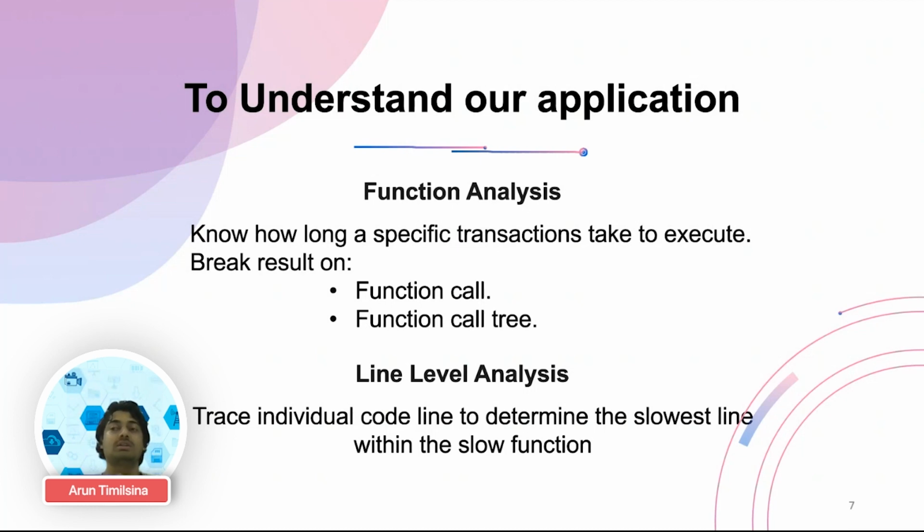Let's say how much time will be the highest amount of time taken by block A to complete, and what will be the highest amount of time taken by block B or block C to complete. So it will be determined in terms of function calls, in terms of the function call tree, and everything. And to pinpoint the exact location where the core hotspot is, we have to trace down to the line level. So it will be taken care of by line level analysis.